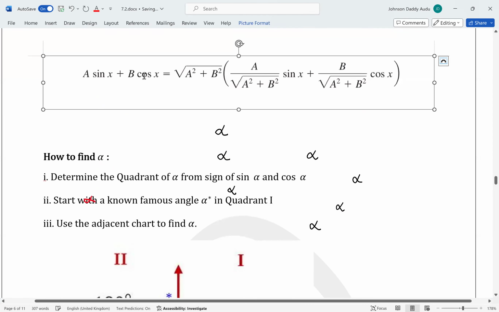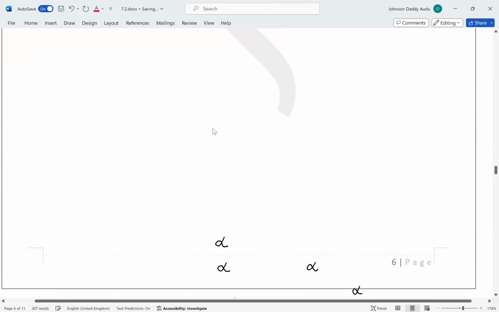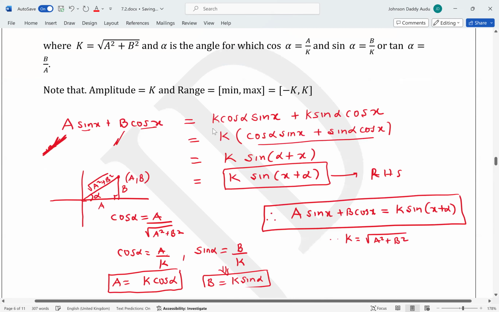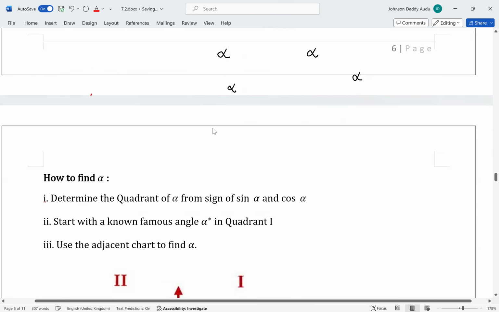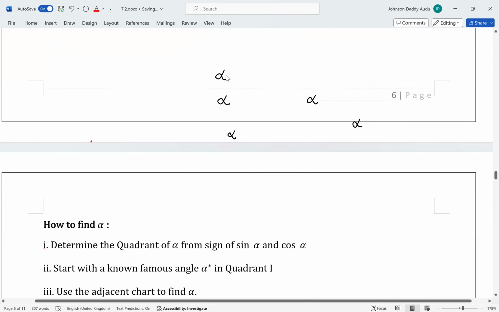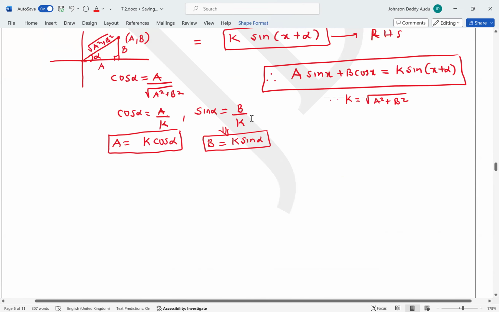Now, to get k is very easy, but something we need to check is how to find the alpha. How do we find the alpha? We're going to discuss that shortly.